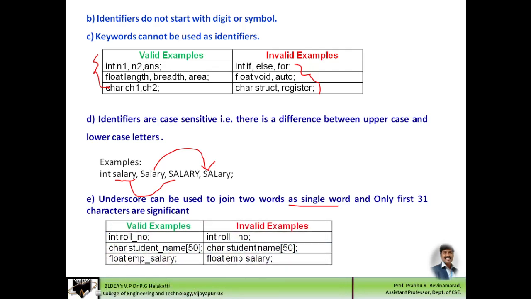Let us look at an example. Here are valid identifier names which have two words but are combined using an underscore character. But in the invalid examples, the identifier names are separated with a space. Therefore all these variable names are invalid, right?